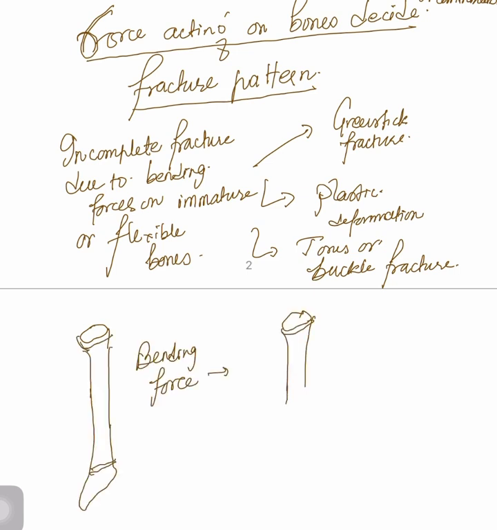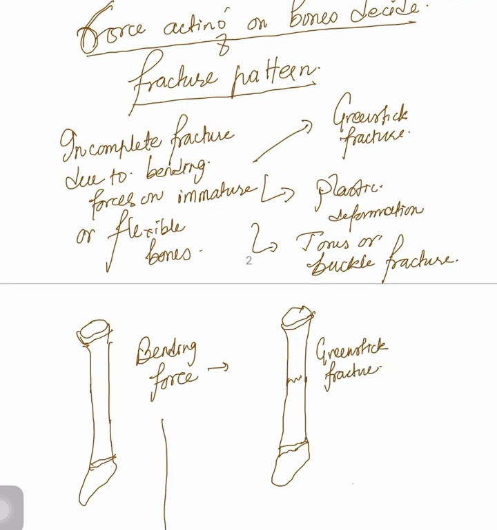So when a bending force is applied on a long bone, it can cause a greenstick fracture. So what is a greenstick fracture? Let's dive into this picture to see it. A greenstick fracture is indicated by an incomplete fracture line that does not involve both the cortices in either the AP view or the lateral view.